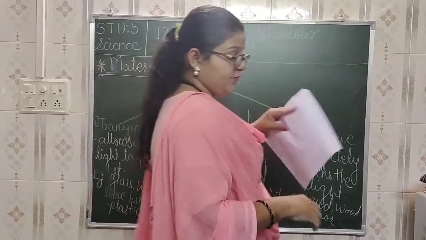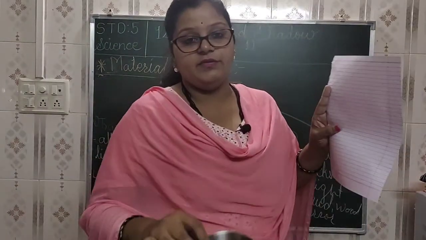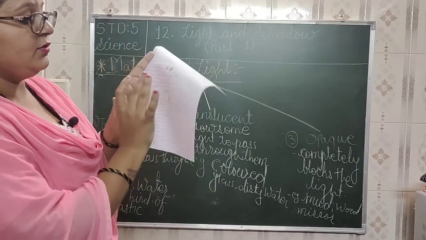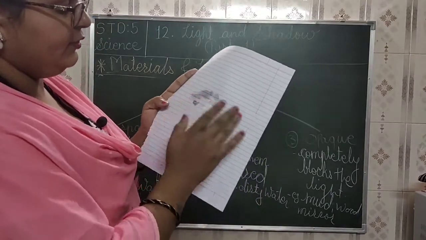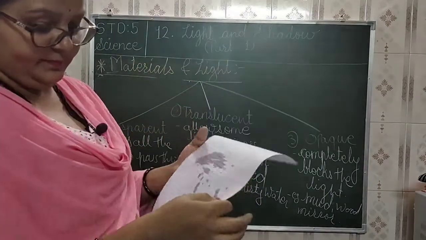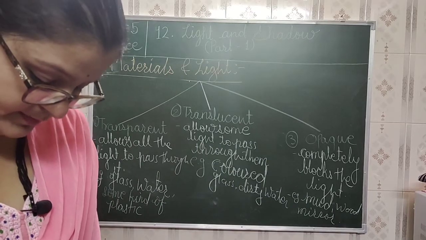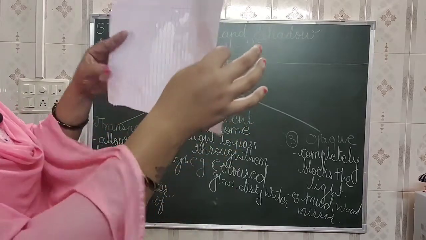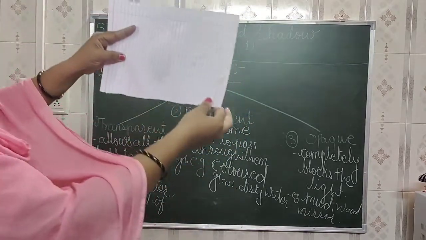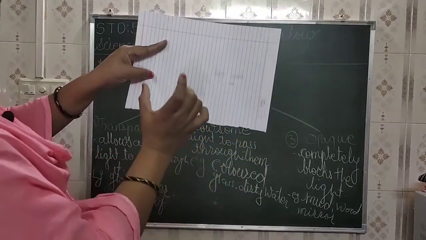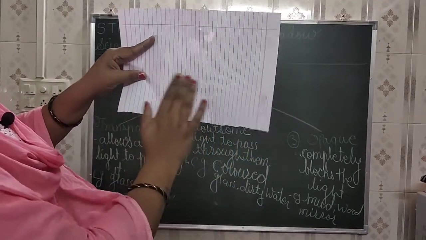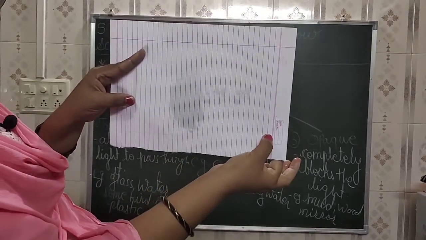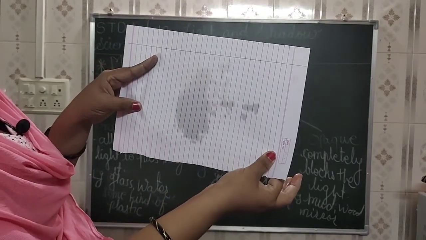Now I have this piece of paper, along with some oil in my hand. I'm going to apply some drops over here, and I'm going to rub it. Now, can you see through this oily patch? Yes, you can see a bit. So when oil is rubbed on the paper, it becomes a translucent material.